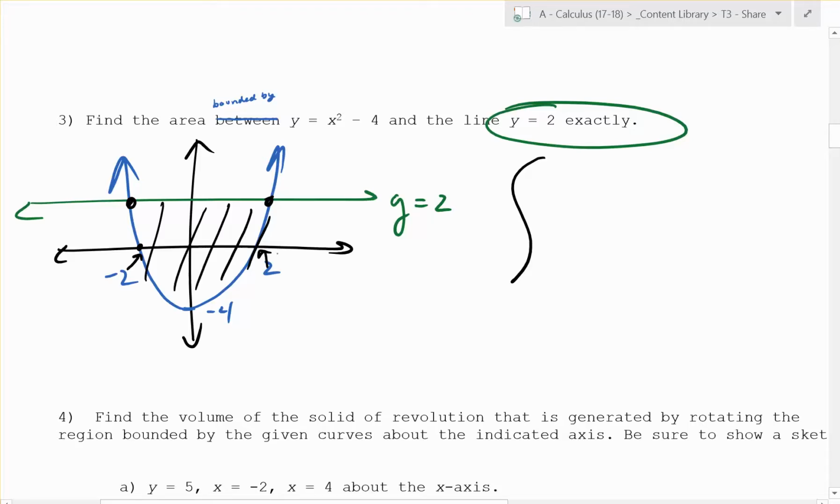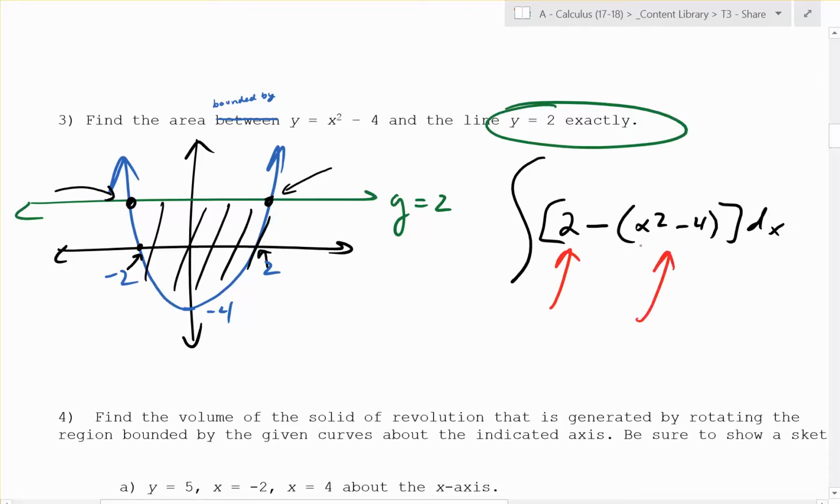So where's it going to cross? You need to know what those points are. The upper function in this case is 2, and what are you subtracting? The lower function. Again, the upper function, y equals 2, and the lower function, x squared minus 4, and you are subtracting them. But we need to find the limits of integration. So how do we do that? We need to know when the function equals 2. So when does x squared minus 4 equal 2?